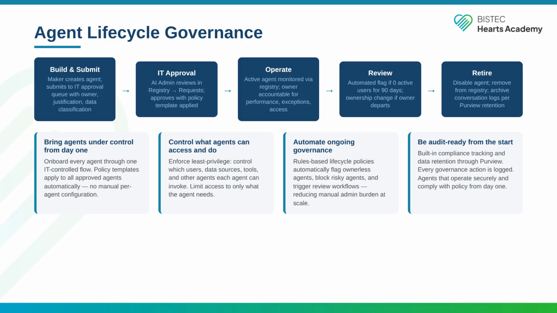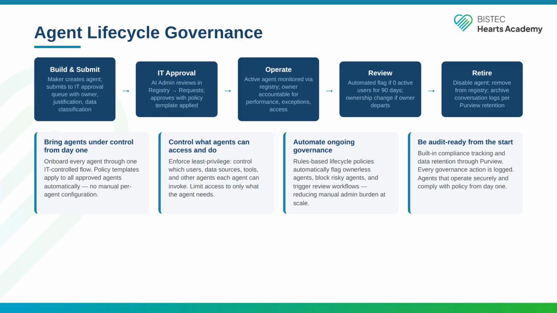If approved, a policy template is applied automatically: DLP settings, access controls, retention rules, without the admin having to configure each control manually per agent. In Operate, the agent is active and monitored continuously via the registry. The assigned owner is accountable for the agent's performance, exception rates, and access controls throughout the active phase.